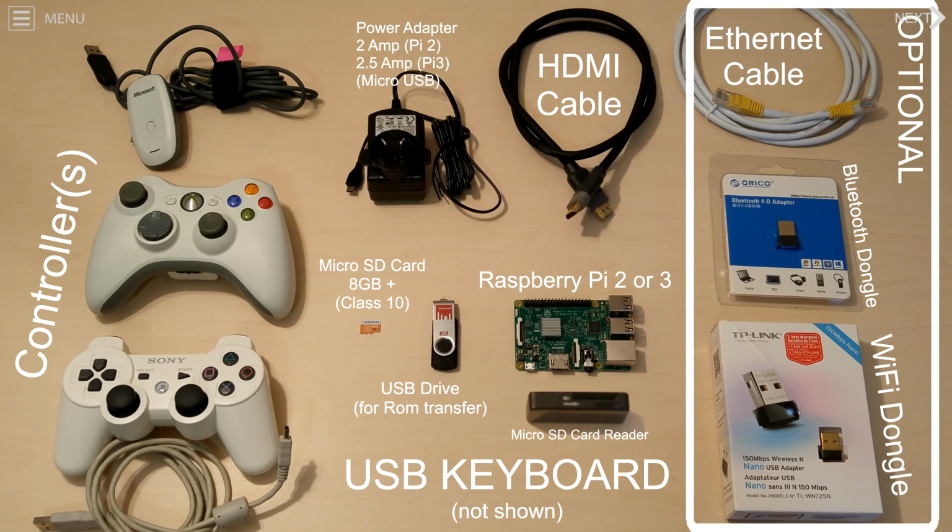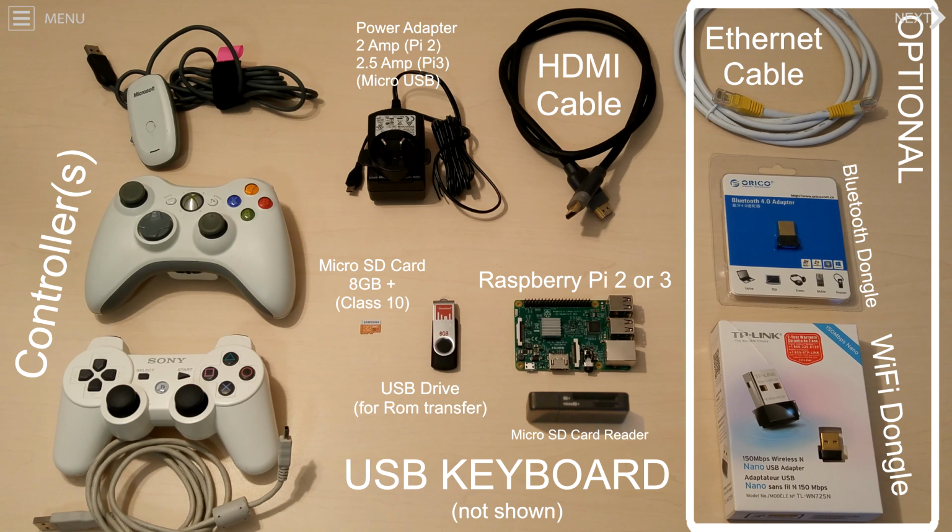A USB thumb drive will be used to transfer ROMs, and a micro SD card reader will be used to write RetroPie to our micro SD card. A USB keyboard makes setup a lot easier, so make sure you have one of these. And then we need our Raspberry Pi. I've got a Model 2 and 3 that I'll be using, and either of these will work just fine.